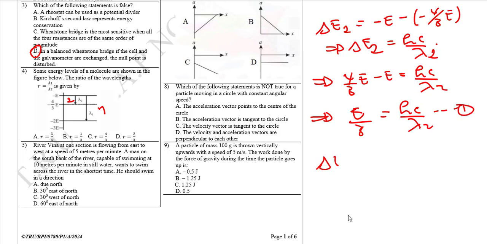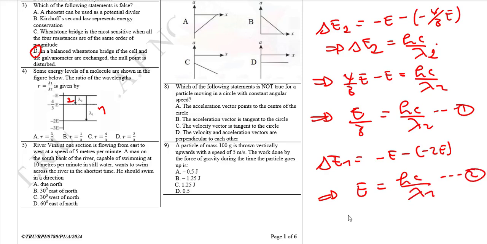Similarly, we do the variation in E for transition 1, and it will be equal to negative E minus negative 2E. So this will imply that E will be equal to HC divided by lambda 1. We call that equation 2.